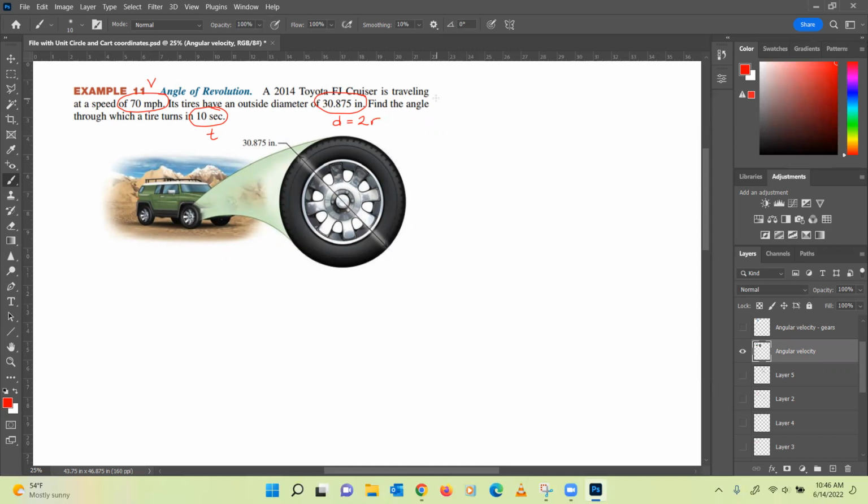We need to find the angle, that would be theta. Okay, we know that v equals omega r, and that omega equals theta over t. So we could say that v equals r theta divided by t, just replacing the omega with theta over t.